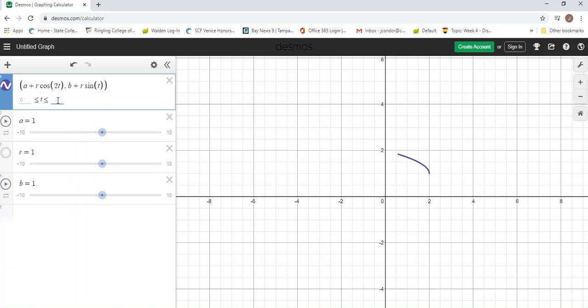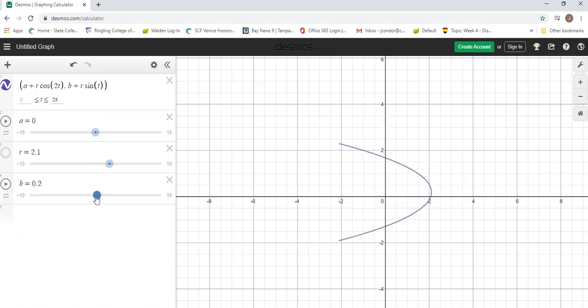And again, I want to change this to 2 pi. And we'll notice we've got a different shape this time. So I threw a 2 in here, and I've got something a little bit different looking. And again, if I change A, it moves it. We can move that thing around. The R, again, let's change the sign, and the B, I'll move it up and down that way.